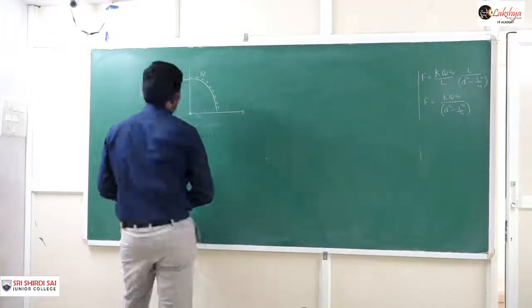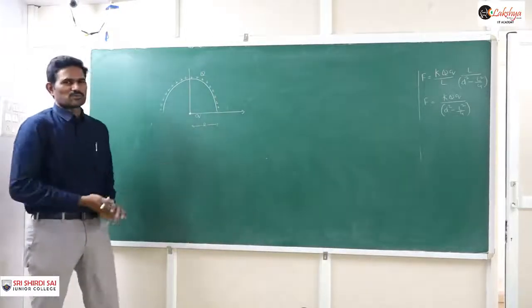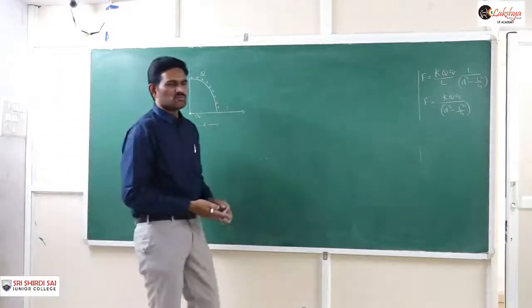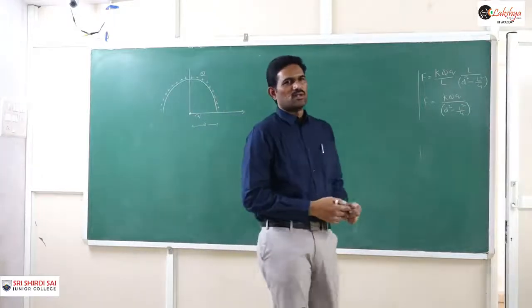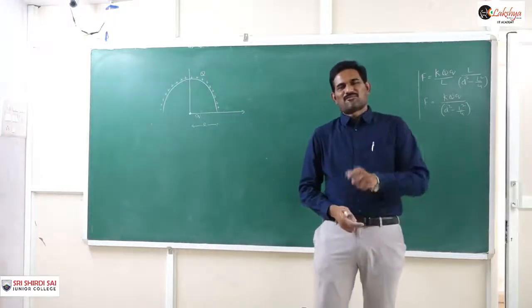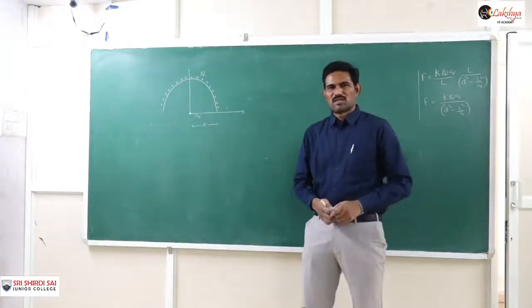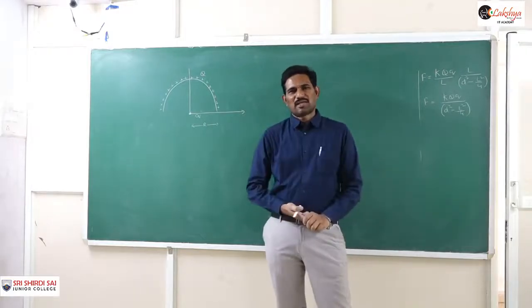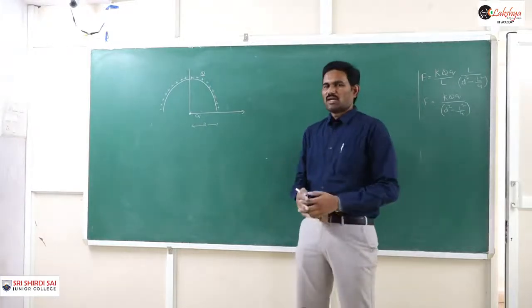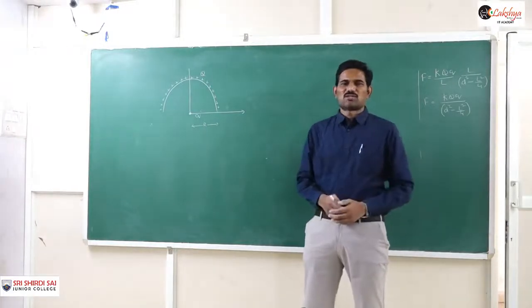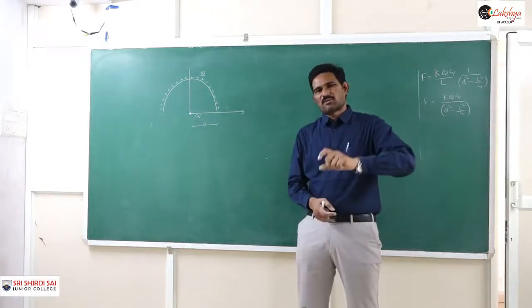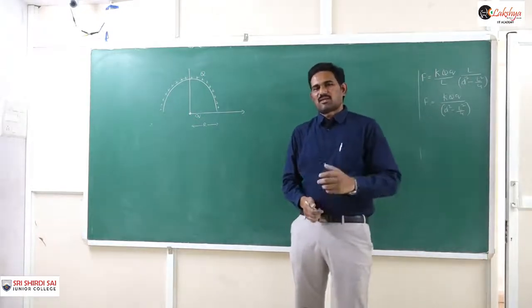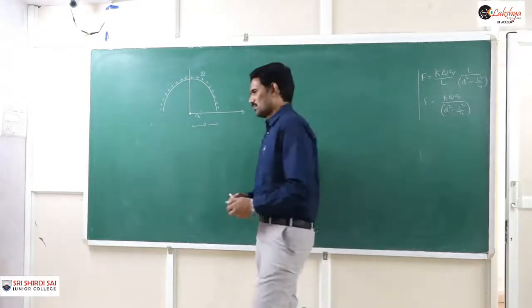Now let us see how to solve this problem. Similar to our previous problem, for any continuous distribution problem, the procedure is: first we need to take a small element and define the charge on the element, that means the dq value. After defining the charge on that element, we can apply Coulomb's law between those two elements, and then just integrate by taking the proper limits.